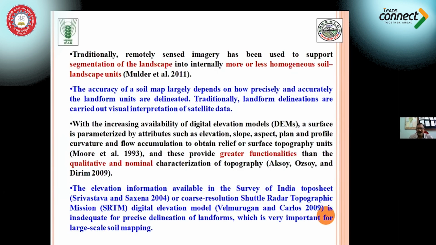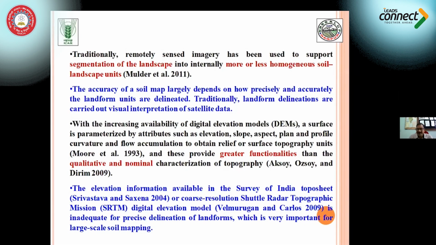Traditionally, remote sensing imagery has been used to support segmentation of the landscape into different units. The accuracy of the soil map largely depends on how precisely and accurately the landform units are delineated. It means that this is very important. In the case of soil survey and soil mapping, before mapping the soils, we use the base map. We prepare the base map from integration of various data, like satellite data, topographical sheets, and nowadays the detailed surveys take place at the farm level.